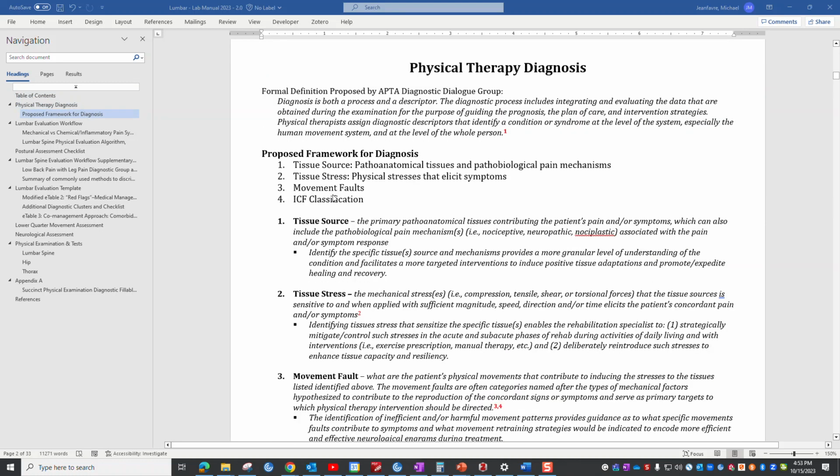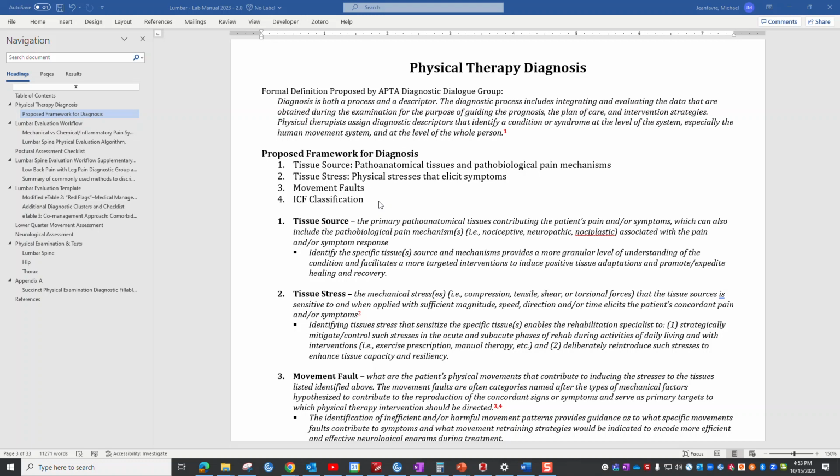So, what goes into a physical therapy diagnosis? Again, we'll go into this in detail within the actual lecture, but I would say that a physical therapy diagnosis is often quite abstract for a lot of young clinicians. And I have yet to find a better definition than the one that is shown here with the 4-point framework.